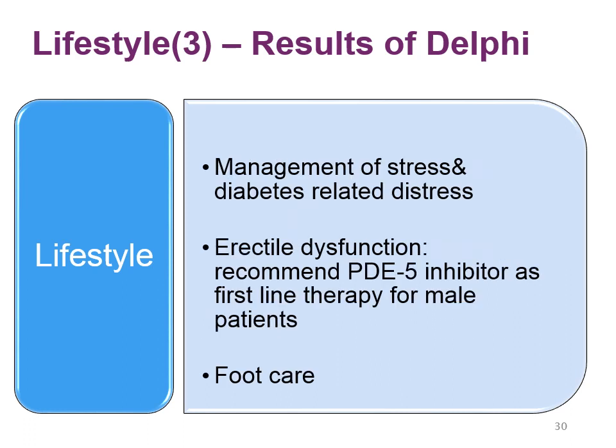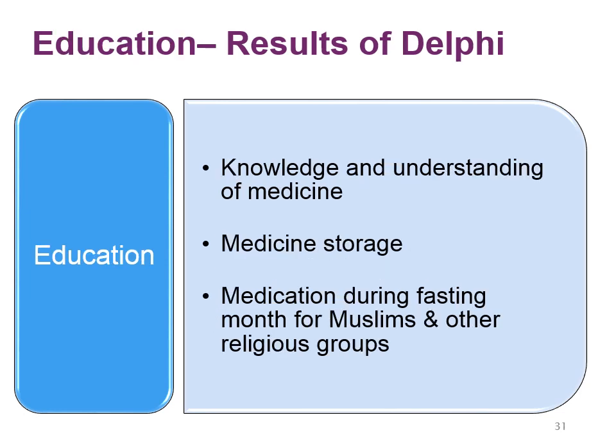Management of stress and diabetes-related stress. If somebody is stressed, of course, the glucose level will increase as well as the blood pressure. And for erectile dysfunction, which is common if you have hyperglycemia or your blood glucose is not achieving the targeted level, the guideline recommends a PDE5 inhibitor as first-line therapy for male patients, for example sildenafil, and also foot care, a daily foot care regimen. Next is E for education.